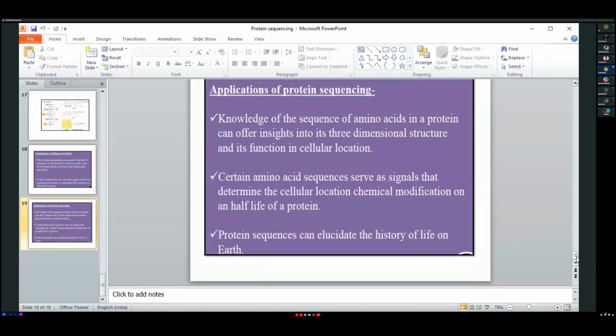So there are huge applications of protein sequencing. You are aware that knowledge of the sequence of amino acids in a protein can offer insights into its 3D structure, its function, the position where it stays, and its cellular location. Certain amino acid sequences serve as signals that determine the cellular location, chemical modification, and half-life of a protein. It also helps in the study of evolution.